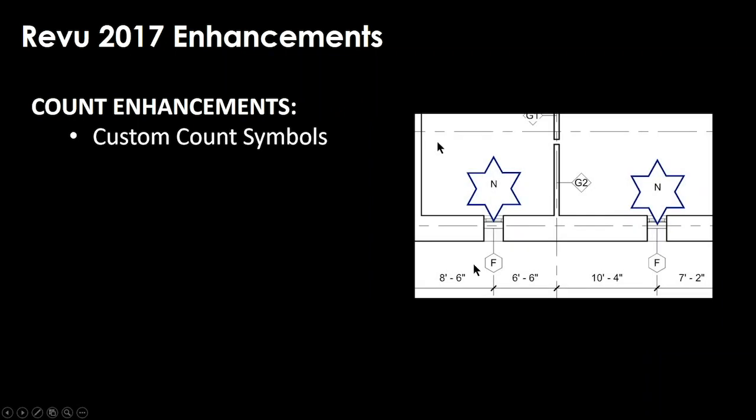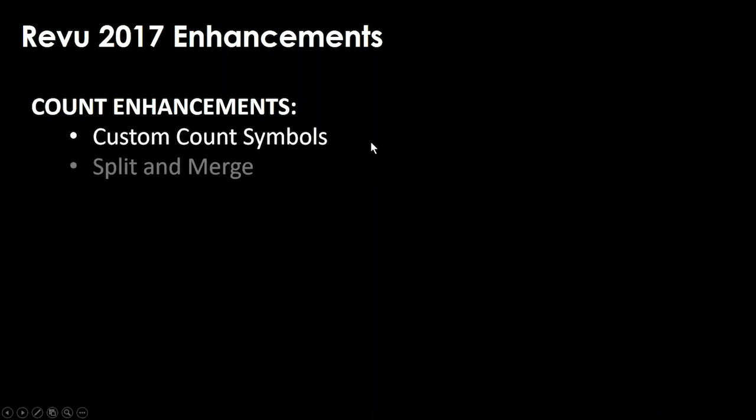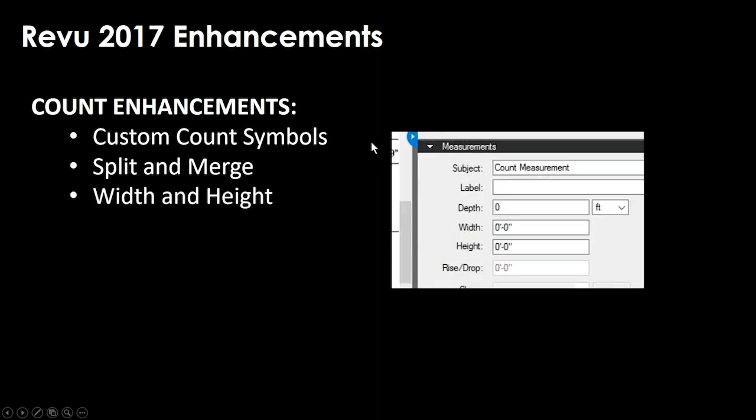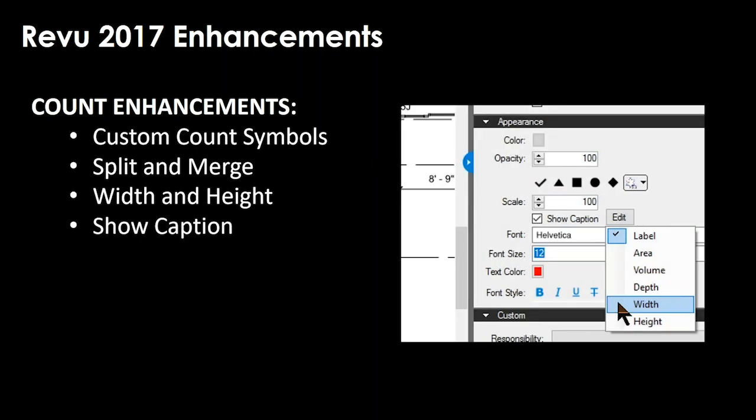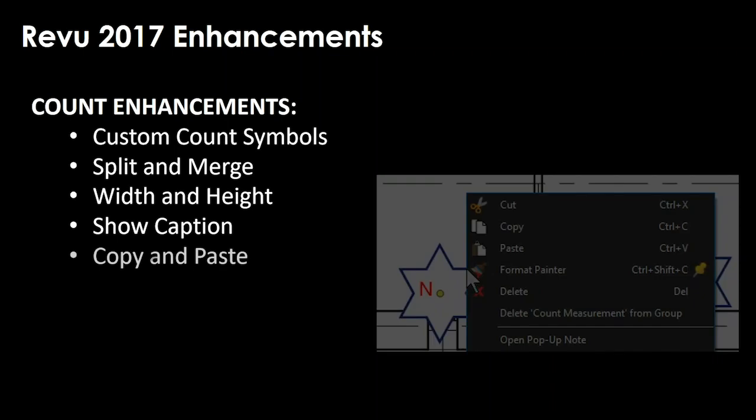Count enhancements: again, you could now use custom symbols, and that's my notice that I have used up my time. So let me turn that off. I'll just go through this quickly. You could add symbols now to counts. Again, you had the ability to split and merge counts. In the measurement tools, there was now a width and height added. You could add a caption to the markup, and it would show the width and the height.